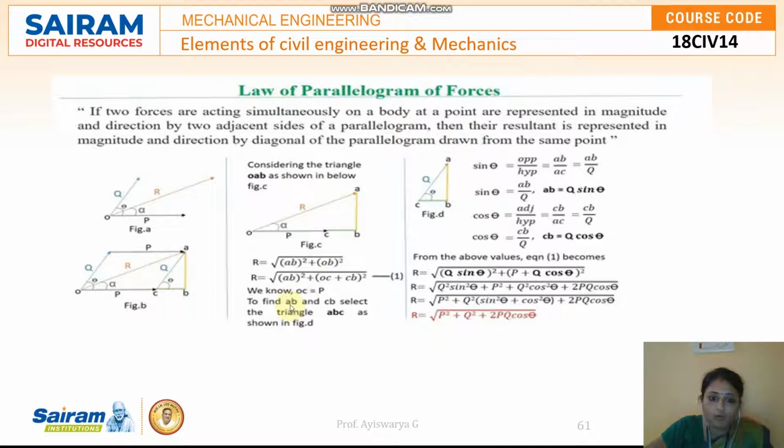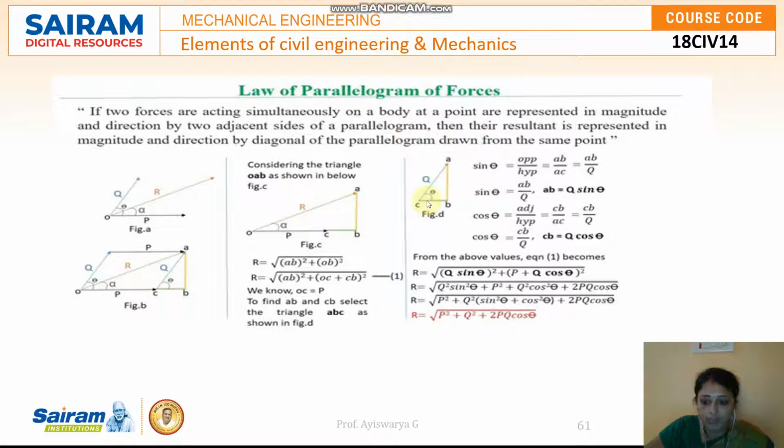So you need to find the value of AB, which we don't know now, and also CB. In order to find that, you need to take a separate triangle, that is ABC. Just draw it separately; the angle will be the same theta. If you take sine theta, it is opposite side by hypotenuse. The opposite side is AB and the hypotenuse is AC, which is Q. So sine theta is equal to AB by Q, so AB becomes Q sine theta.